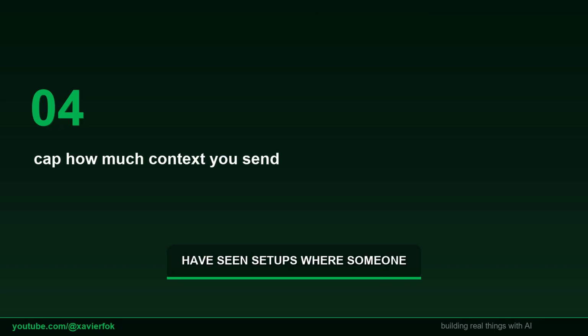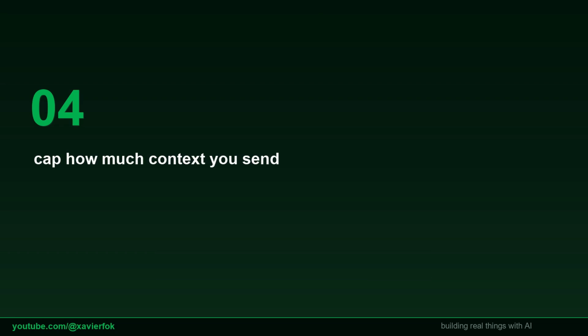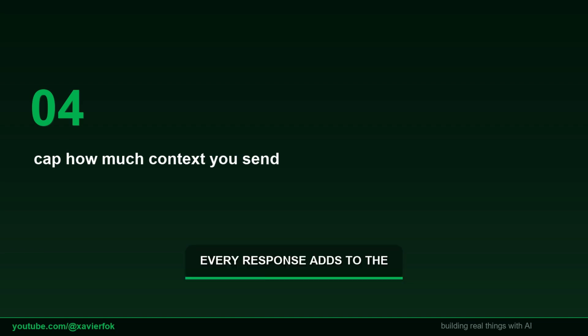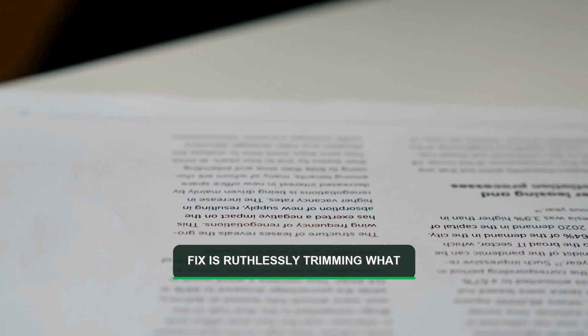I have seen setups where someone builds a chatbot with a long document retrieval system, and by the middle of the conversation, the context is 20,000 tokens of history that neither the model nor the user really needs. Every response adds to the pile, and every subsequent call pays for the whole pile. The fix is ruthlessly trimming what you send.